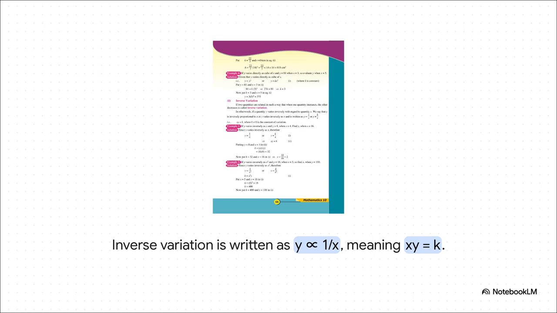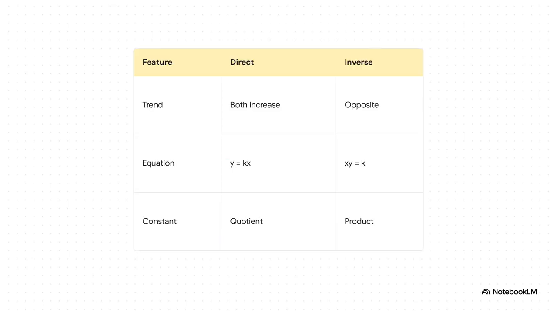Going back to our driving example from the very beginning, the faster you drive, the less time it takes to reach your destination. Speed goes up, time goes down. One increases while the other decreases, but their product remains perfectly constant. And this brilliantly illustrates the difference between the two.